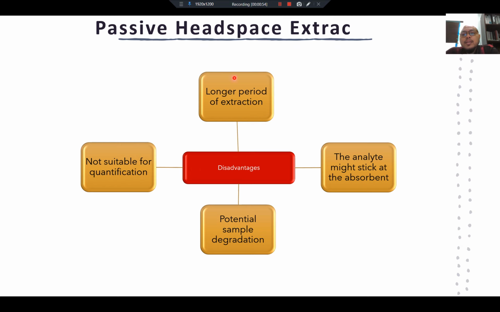For the disadvantages, as I said before, it takes a long time, because it requires 2 hours to 24 hours. The analyte might stay at the absorbent, so it will not be dissolved, so you need to choose a very good desorption solvent. And then there is potential sample degradation because of the heating process, and it is not suitable for quantification. For this one, I don't really worry about it, because in fiber-based analysis, quantification is not really important.